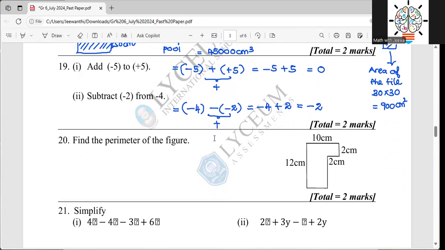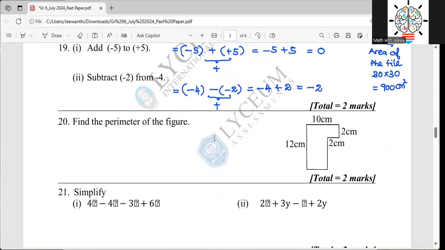Right, then question number 20, I want to find the perimeter. Before finding the perimeter, I want to confirm whether they have given all the sides.